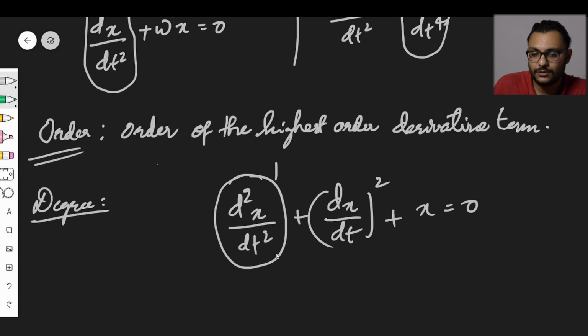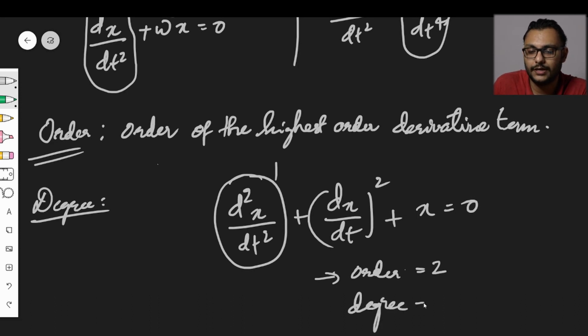So in this particular example, we can say that the order is equal to 2 and the degree is equal to 1. This is very important to identify, the order and degree of the particular differential equation we want to solve. I think everyone got my point.